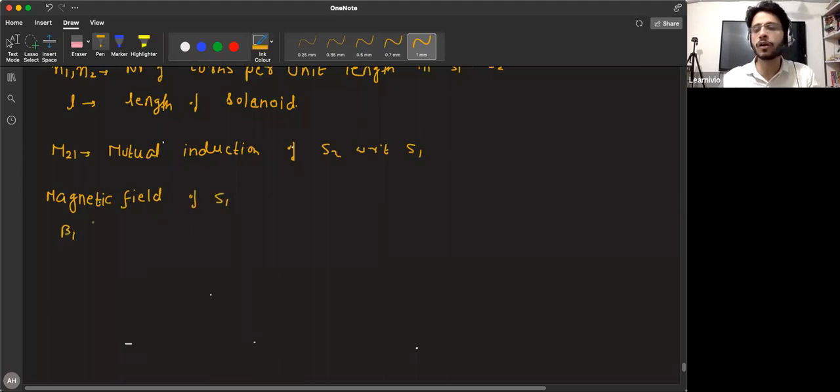What is the expression for the magnetic field of S1? Solenoid 1 will generate some magnetic field. What was the formula for the magnetic field of a solenoid? The magnetic field for a solenoid is mu naught n I. So the outer solenoid will generate some magnetic field.